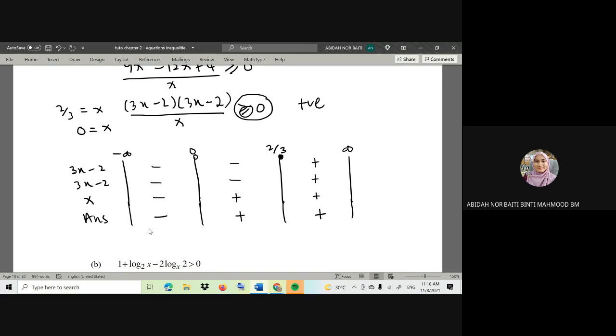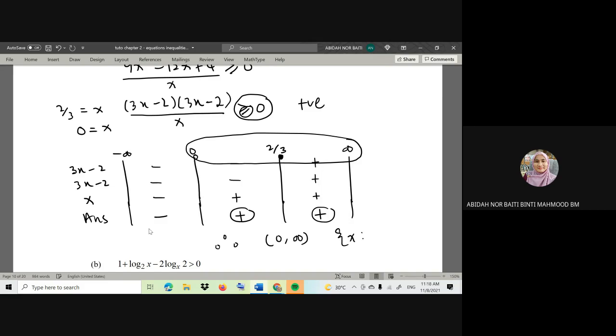So what's your answer? Positive, right? Yes, positive. Okay, all of these are positive. Therefore, your answer is round 0, infinity. Okay? Or in solution set, x greater than 0. Okay, from 0 to the right.